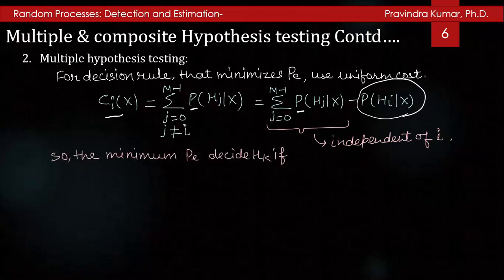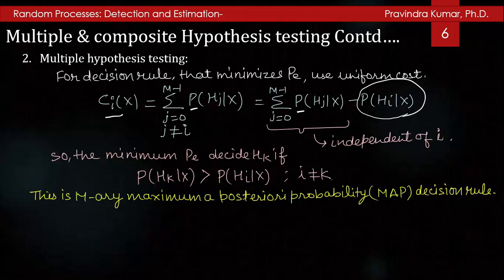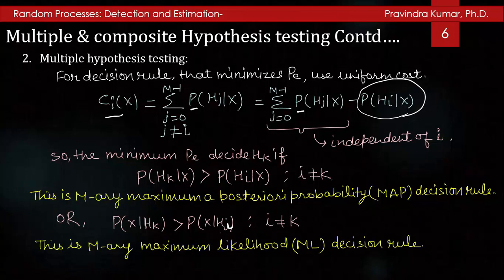So the minimum probability of error rule decides Hk if the conditional probability P of Hk given x is greater than the conditional probability P of Hi given x, when i and k are not equal. This is the M-ary maximum a posteriori probability MAP decision rule, and from the Bayes rule I can write this condition as the conditional probability of x when Hk is given being greater than the probability of x when Hi is given. Here i is not equal to k, and this corresponds to the M-ary maximum likelihood decision rule.